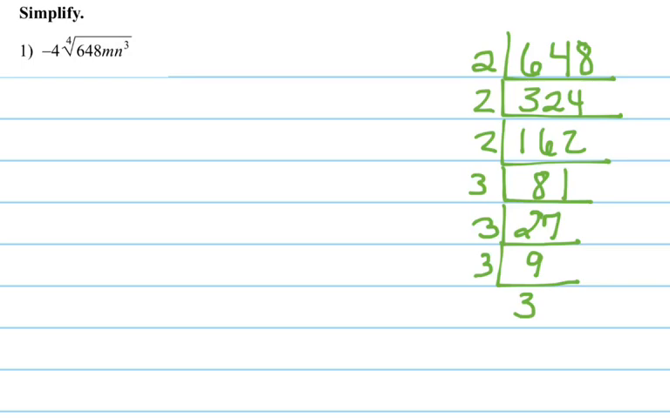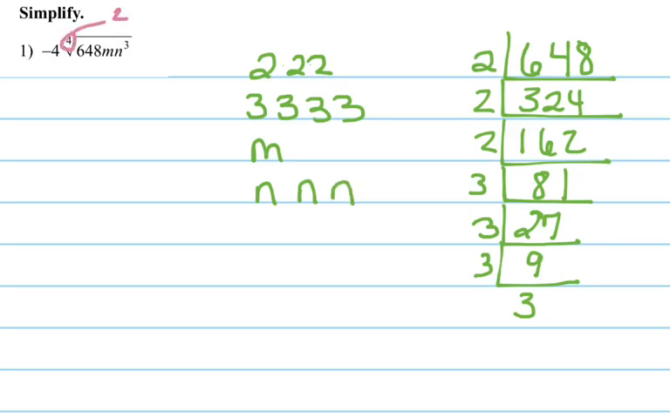Now I'm going to write out my factors. And I have a set of 1, 2, 3 2s. I have a set of 4 3s. There is 1 m, and there are 3 n's. So based upon my index, I'm looking for groups of 4. Well, I don't have any groups of 4 on my 2s. I do have a group of 4 on my 3s, and that's the only thing that can come out.